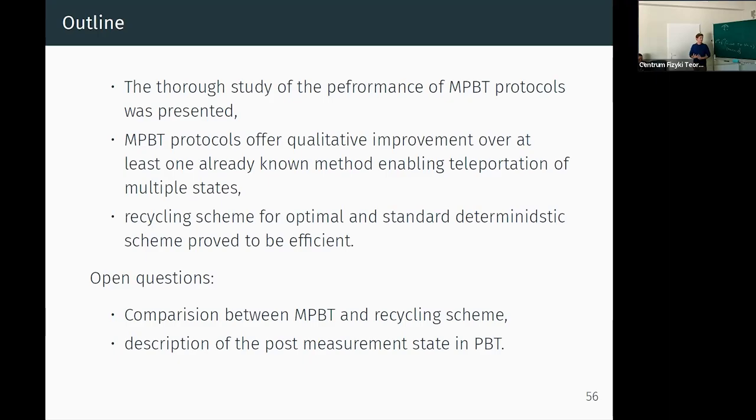And in general, the description of a post-measurement state in PPT is still an unknown question, an open question. All right. So thank you very much.